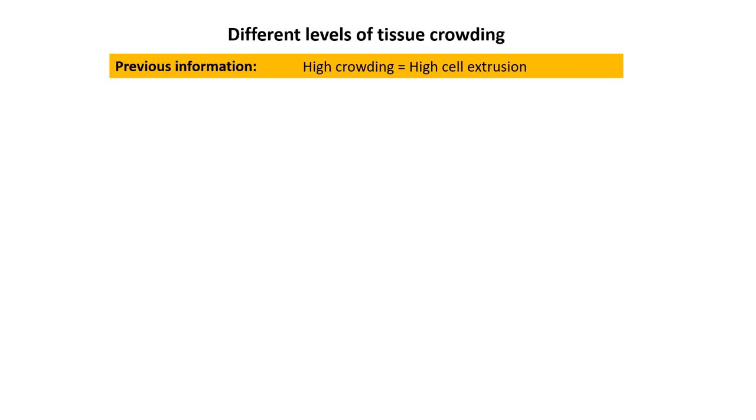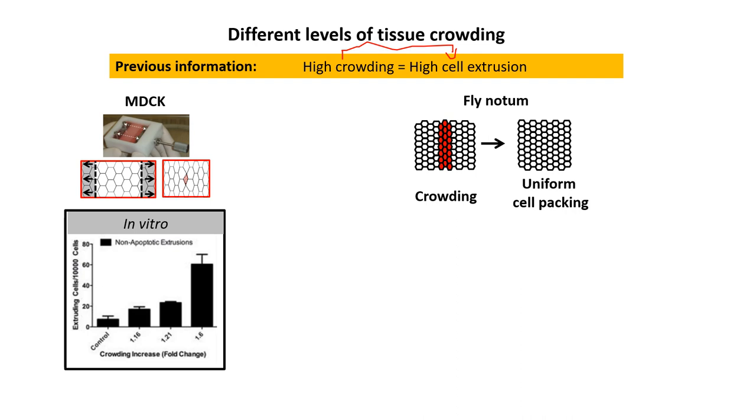In this slide, I want to talk about the different levels of tissue crowding, and in both papers they were talking about that. They were talking about a relationship between levels of crowding and levels of cell extrusion, or in this paper they call it cell delamination. So please remember that when you have high levels of crowding, you're going to have high levels of cell delamination, of cell extrusion. I'm going to show you that they did it using different systems. Here they use in vitro vertebrate cells, and here they use the fruit fly.